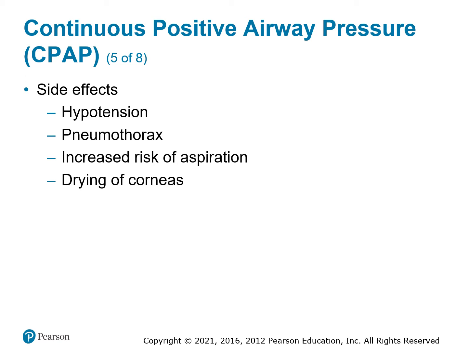Side effects you're going to run into is hypotension. You could blow a lung. If you have too much pressure and they've got a weak spot in their lung, it could actually cause a pneumothorax. You increase your risk of aspiration because you can't see their airway as well. So if they do vomit, it could go back into the airway. And then the side effect that they'll just have to live with is the drying of the corneas.